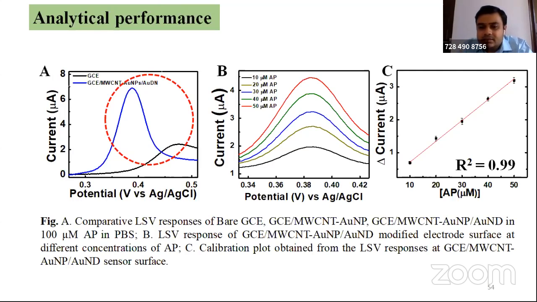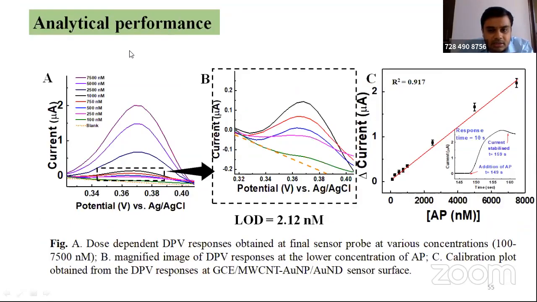That's the actual real example from the database. Again, the signal was increasing when the concentration of the target was increasing. In this case, acetaminophen was the target, and you are getting a straight line. This is the final result: as the concentration of acetaminophen keeps increasing, the signal keeps increasing between 100 to 750 nanomoles, and this is the straight line. In this case, the response time is 10 seconds. Right, so this is the importance of nanomaterials.